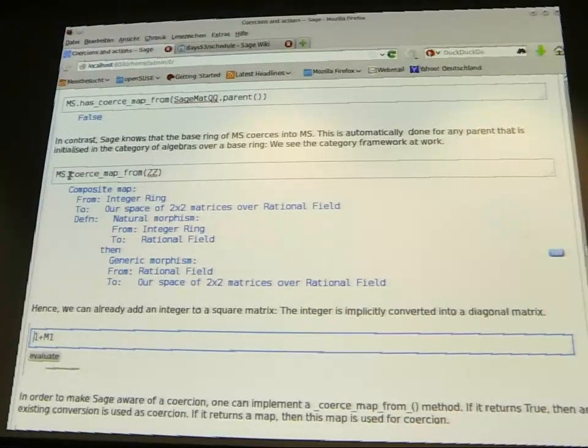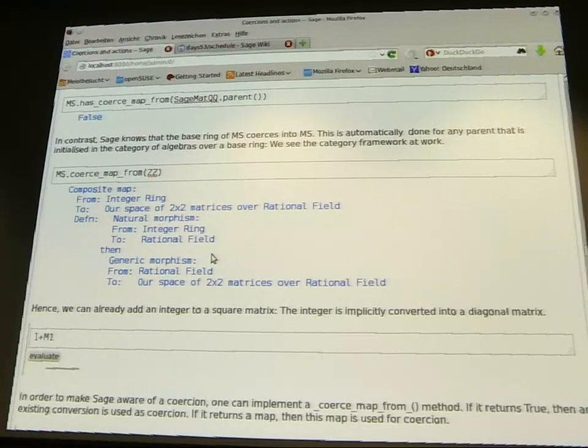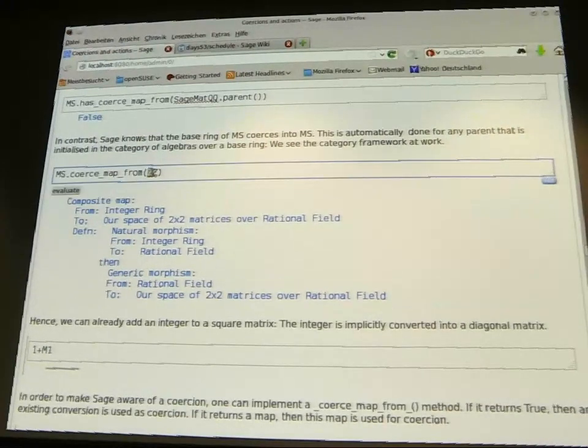Why is that? Well, this is another benefit of the category framework. If you initialize something in the category of algebras, then it knows that all algebras in Sage are unitary, so there is a one element. And so there is always a coercion from the base ring into the algebra. So this is this coercion here. There should be some generic morphism leading from the base ring into our matrix space over this base ring. And I said coercion is transitive. Of course, Sage knows there is a coercion from the integers into the rational field. So in the good composing.